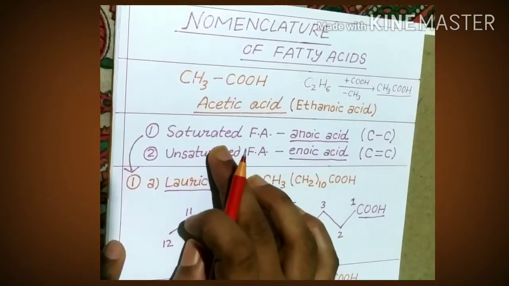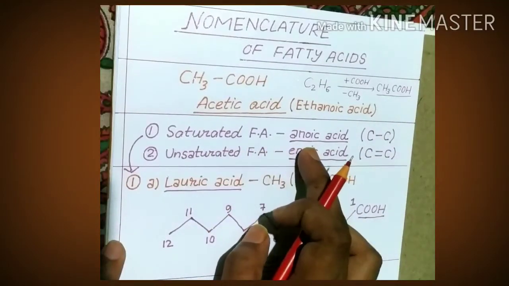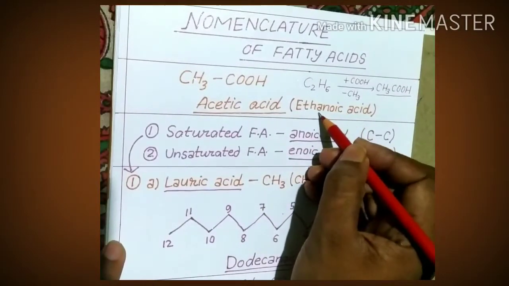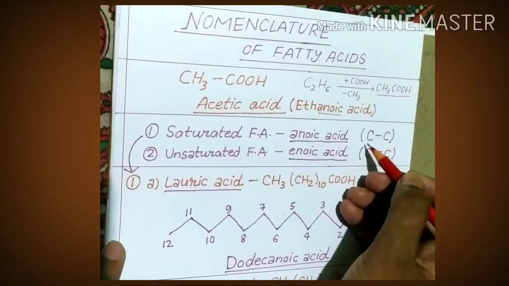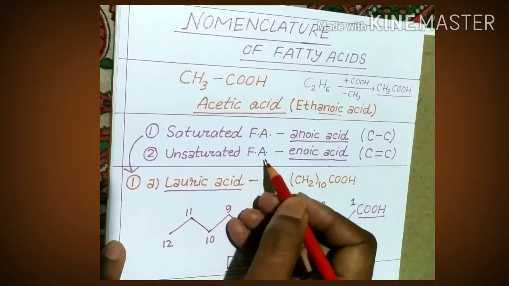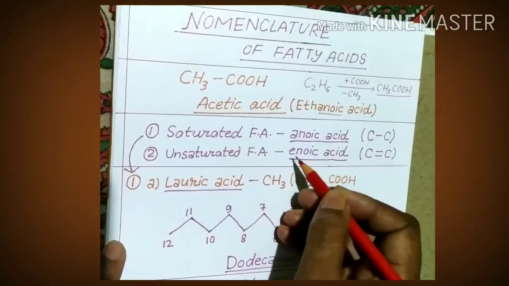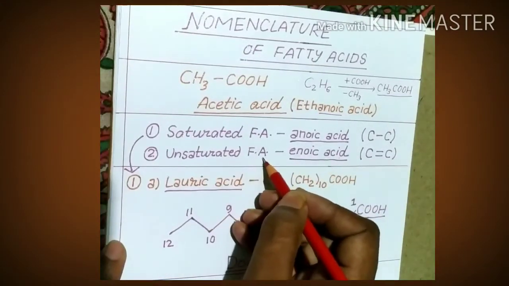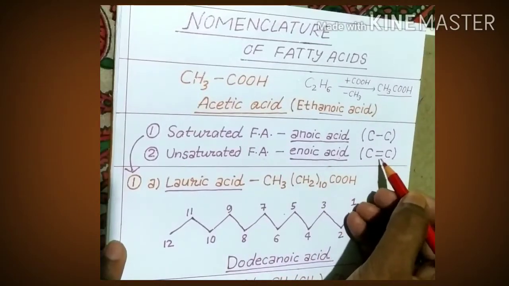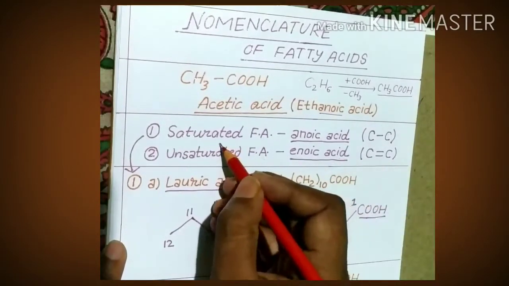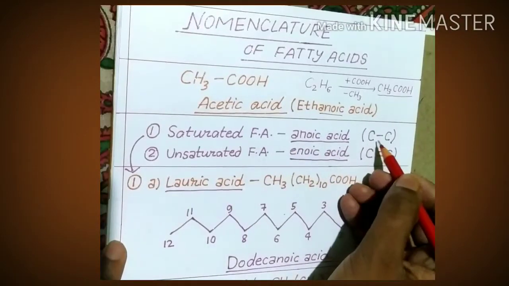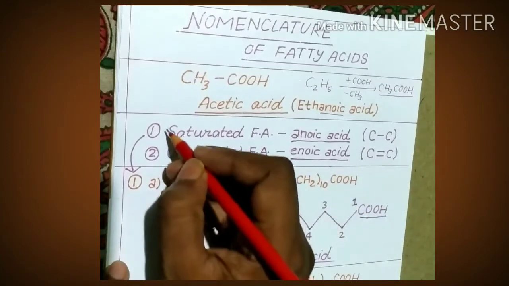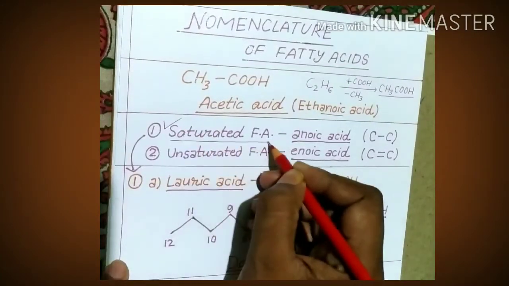Similarly, in saturated fatty acids we will use the suffix anoic acid, like here ethanoic acid. And in unsaturated fatty acids the suffix enoic acid is used. Unsaturated fatty acids contain carbon-carbon double bonds, whereas saturated fatty acids do not. So we will start with saturated fatty acids.